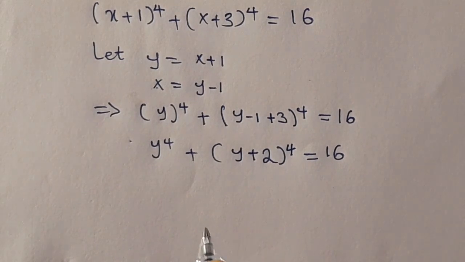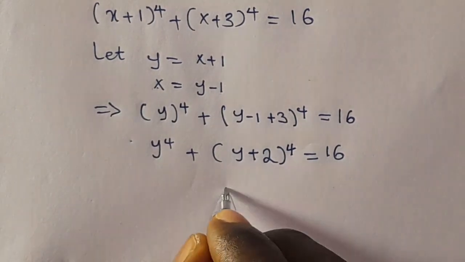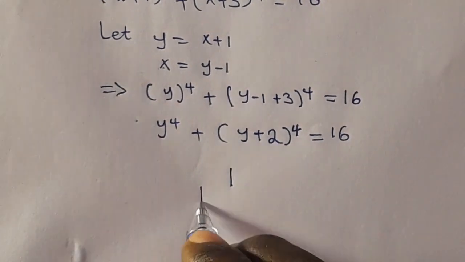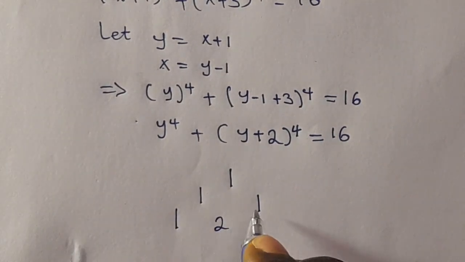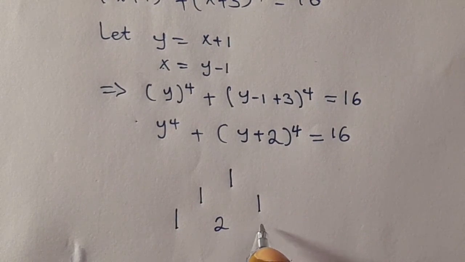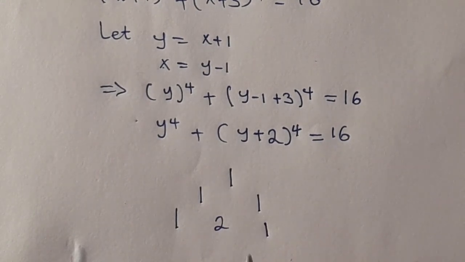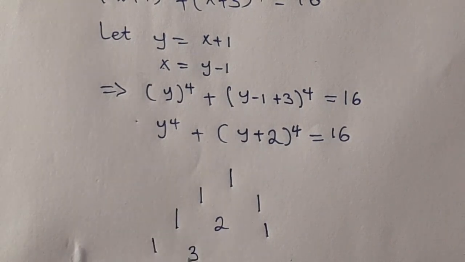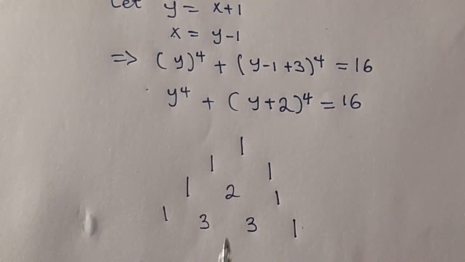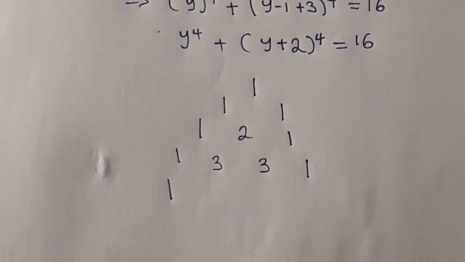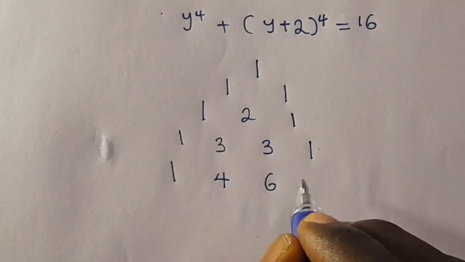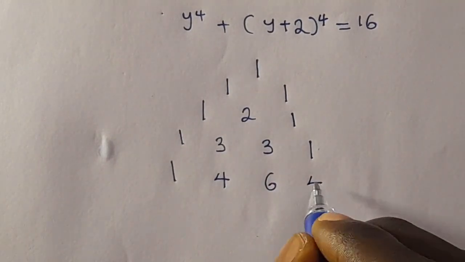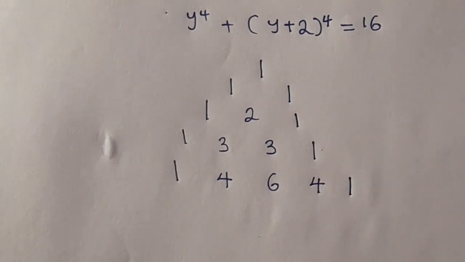And to use this Pascal's triangle, we can recall that for the first row, we have 1. Then the second row will be 1, 1. Then the next one will be 1, 2, 1. Then the other one will be 1, 3, 3, 1. Then we also have 1, 4, 6, 4, 1.